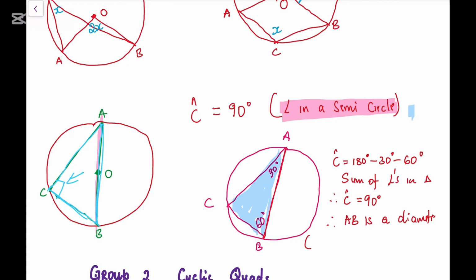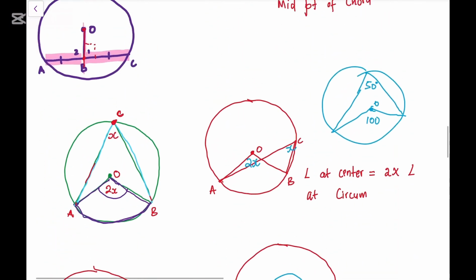Reason you will say chord subtend right angle, or you can say chord subtend 90 degrees. We are done with the first group that has to do with center.